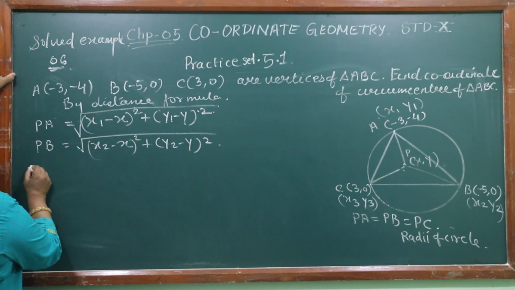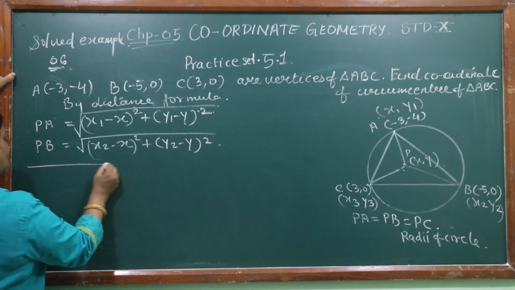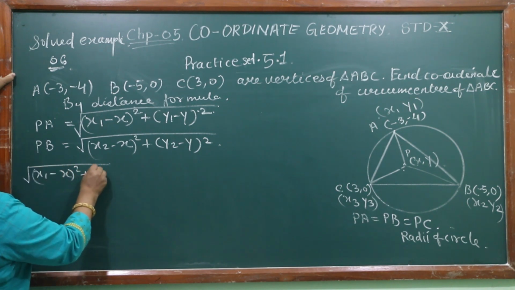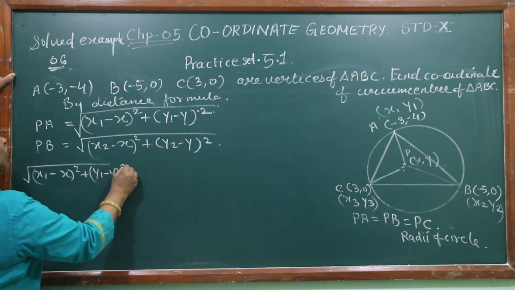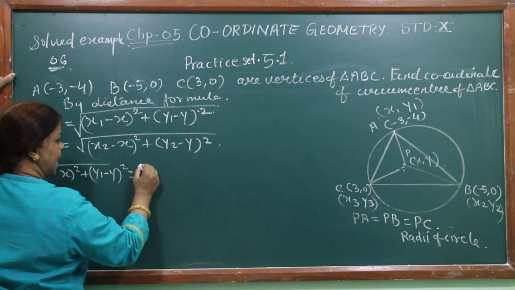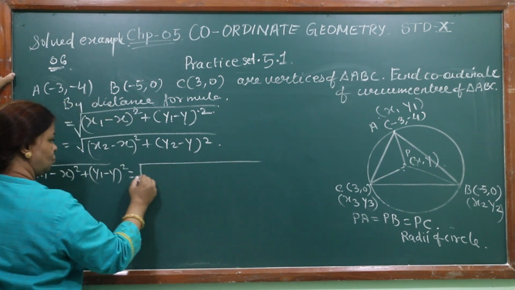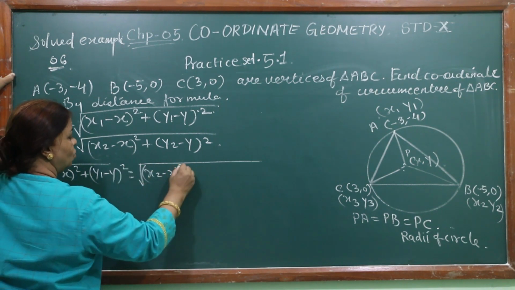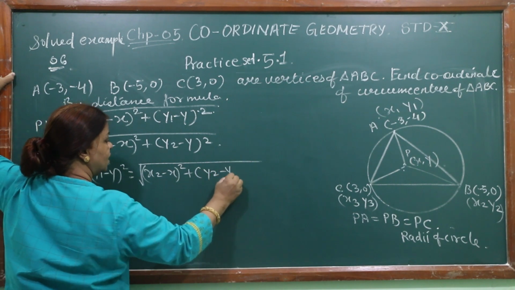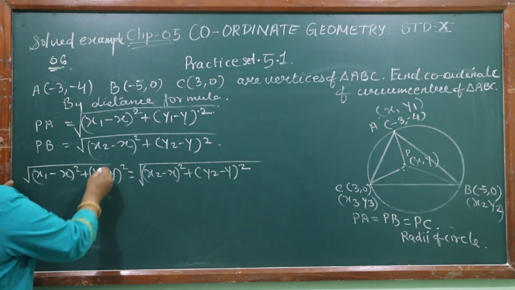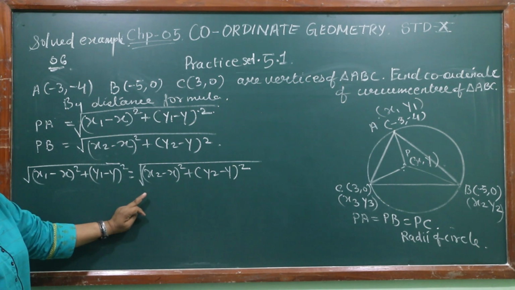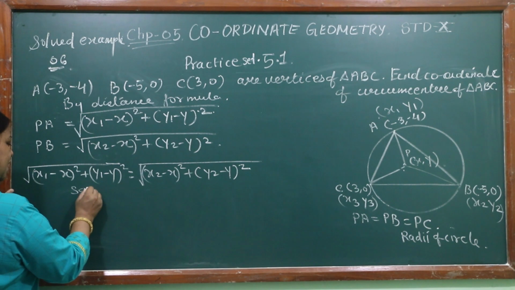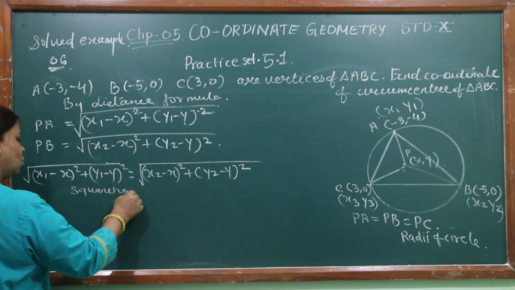So I can easily write, under the root, x1 minus x the whole square plus y1 minus y the whole square is equal to x2 minus x the whole square plus y2 minus y the whole square. Now I can take the square, squaring both sides. If I square both sides, then this square root will go. Let me write here, squaring both sides.